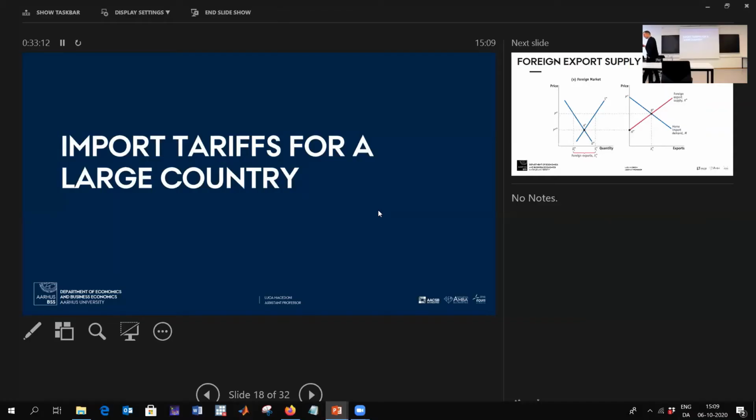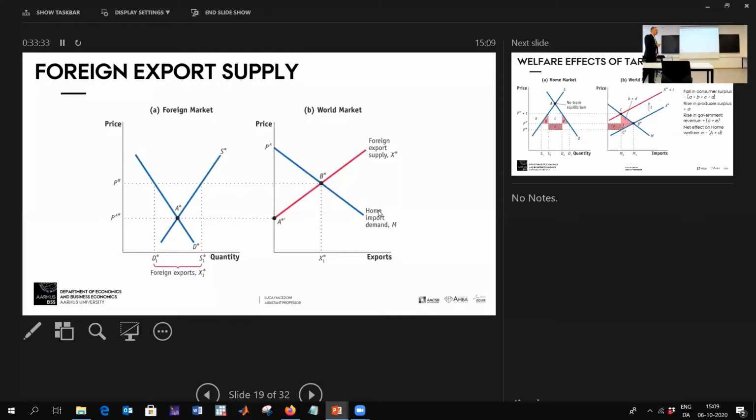Let's now look at the large economy. If you are a large economy, like I said, you are able to influence prices. So we have a foreign export supply curve, which is upward sloping, whereas before it was horizontal. And so now, if we shift around the import demand, the price will change.